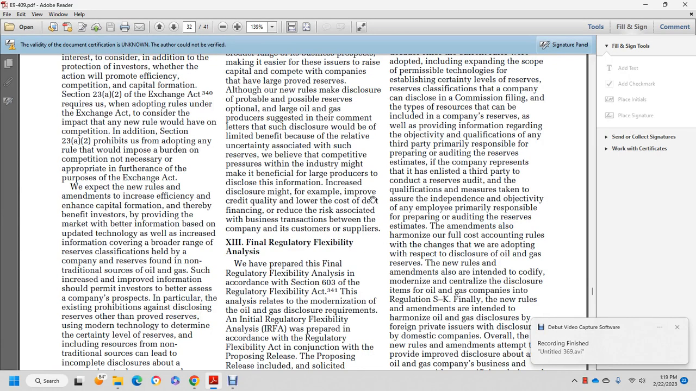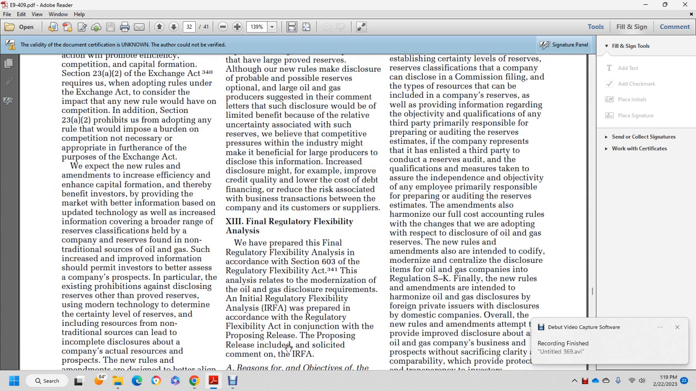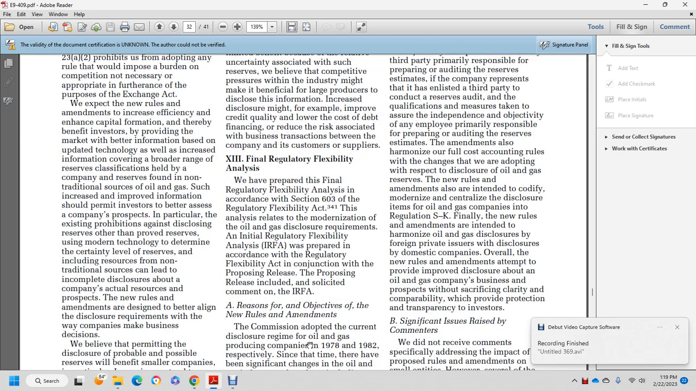Section 13, Final Regulatory Flexibility Analysis. We have prepared a final regulatory flexibility analysis in accordance with Section 603 of the Regulatory Flexibility Act. An initial regulatory flexibility analysis relating to the modernization of oil and gas disclosure requirements was prepared in accordance with the Regulatory Flexibility Act in conjunction with the proposing release. The proposing release included a solicitation of comment on the IRFA.